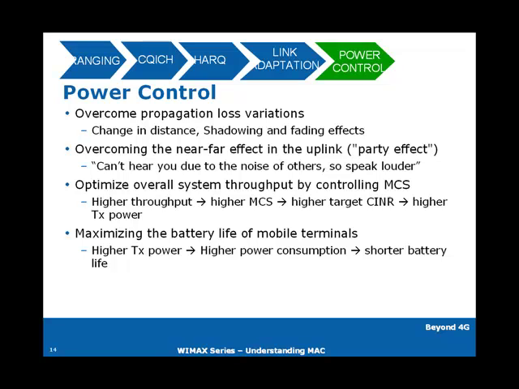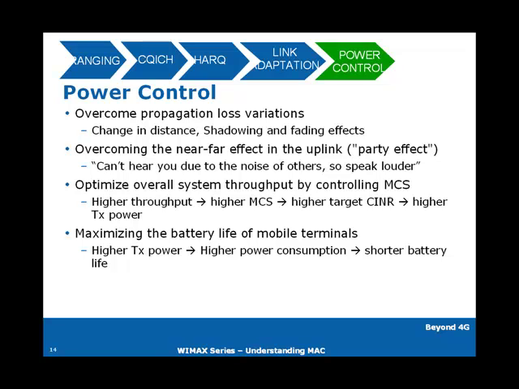Power control mechanisms help in optimizing overall system throughput by controlling modulation and coding schemes, and uplink power control mechanisms especially help in improving overall sector throughput by improving overall modulation and coding, which in turn helps improving the CNR, which in turn will be driven by the transmit power. So power control is an efficient method to control interference and improve systems throughput.